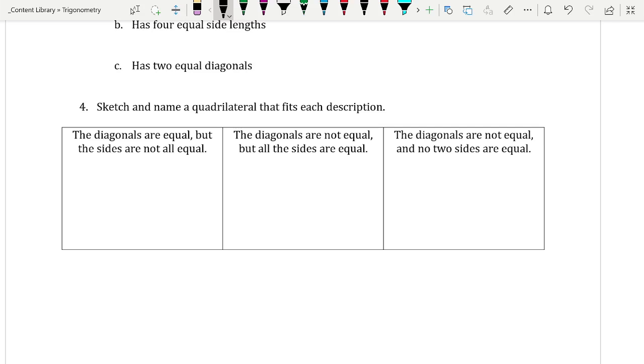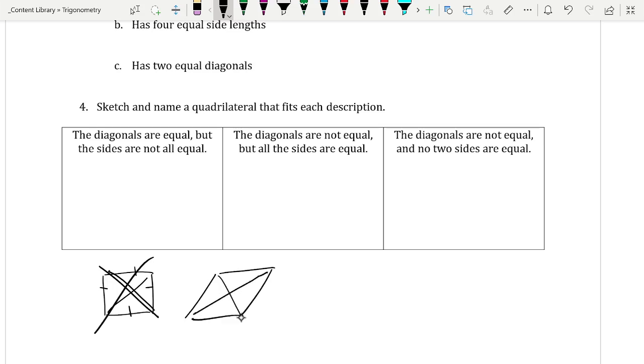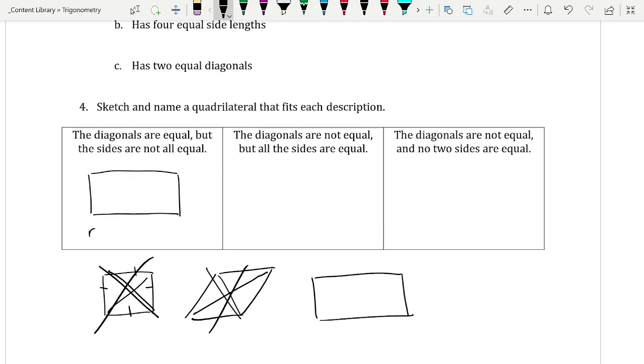So let's see. If it's a square, well, the diagonals are equal, but oh, the sides are equal too, so it's not a square. Is it a rhombus? Well, no, the sides of a rhombus are equal, and the diagonals are not equal, so it's not a rhombus. So what is the other shape where the diagonals are equal, but the sides are not? That's going to have to be a rectangle. So in my answer, I'm going to put rectangle.